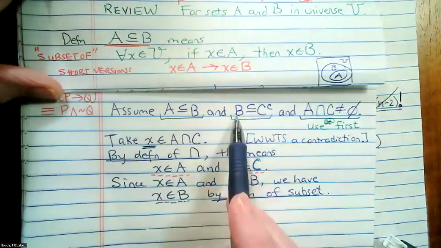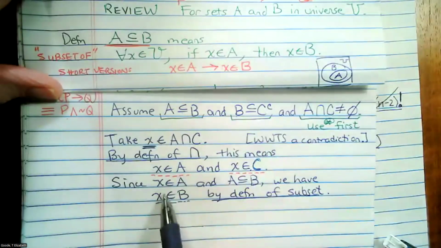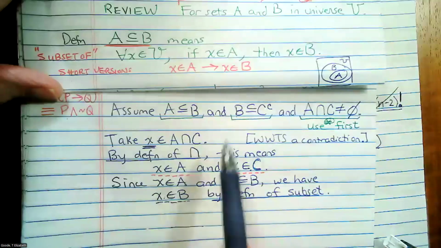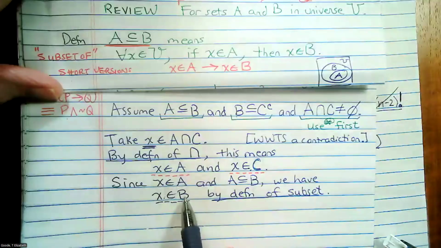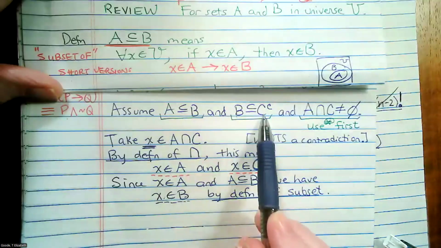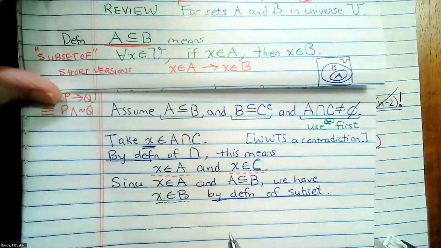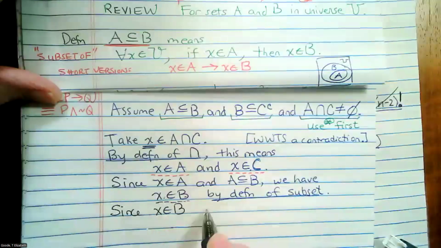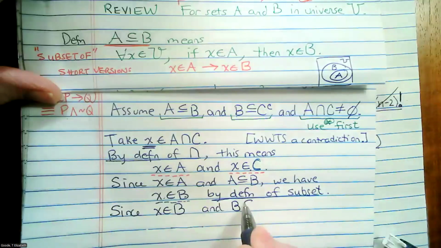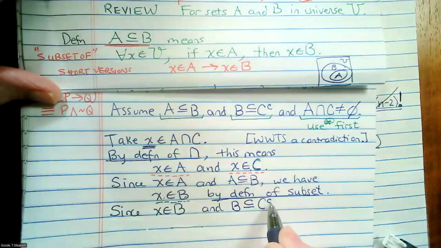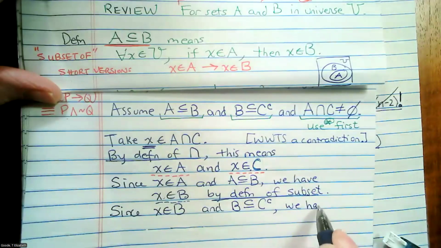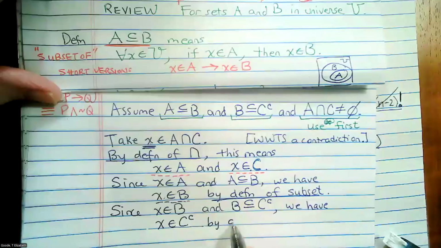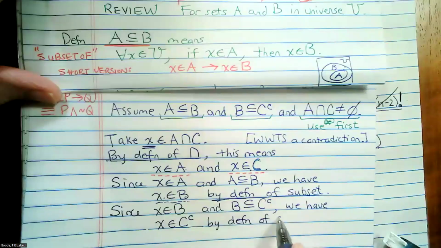X is in B. So where does this X right here that we grabbed at the beginning have to live? Because this X is in B, and B is a subset of C complement, it has to live in C complement as well. Right. So let's write that down. Since X is an element of B, and B is a subset of C complement, we have X is an element of C complement by definition of subset again.